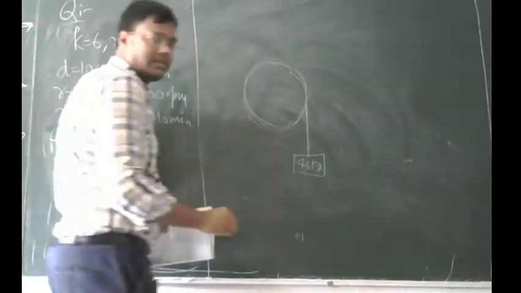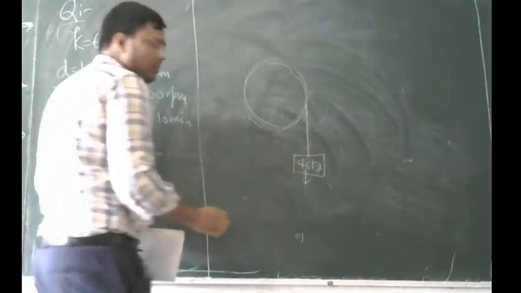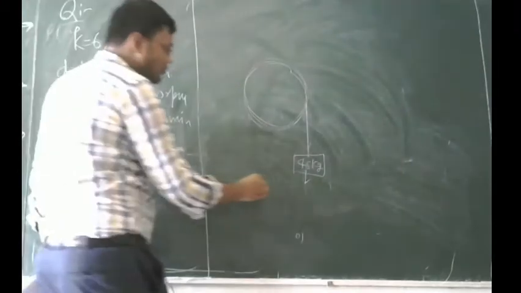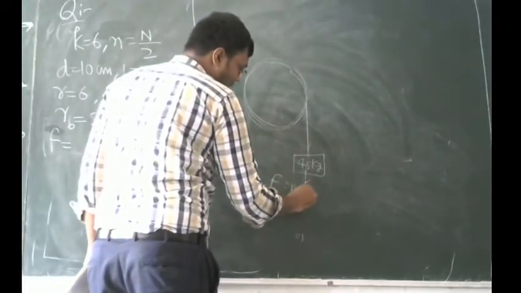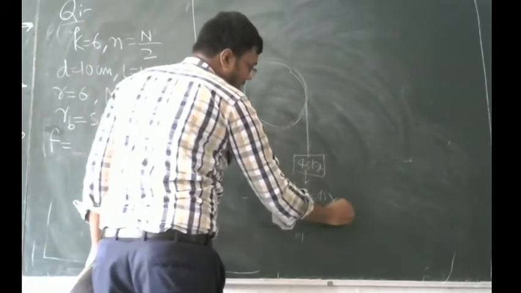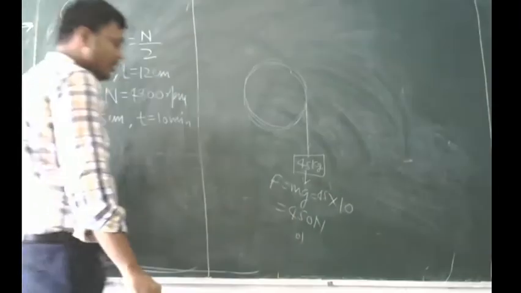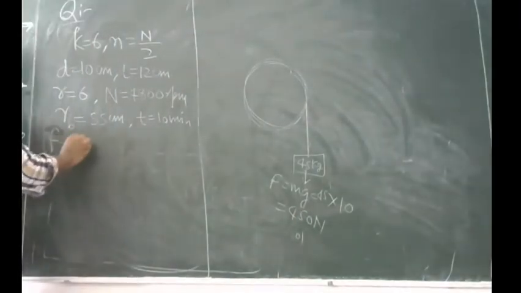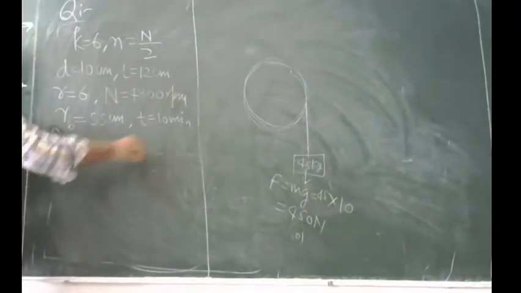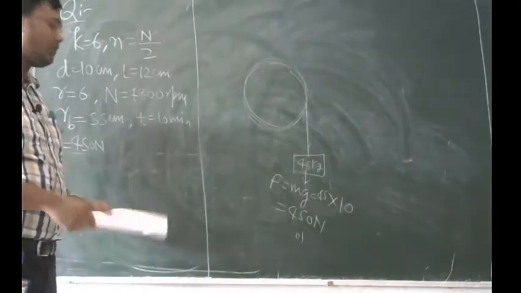So how much force is there? 45 is given, so force is equal to m into g, which means 45 into 10, since the value of g is 10. So the force is 450 Newton. From the weight, we calculate the force using the gravitational force equation mg.